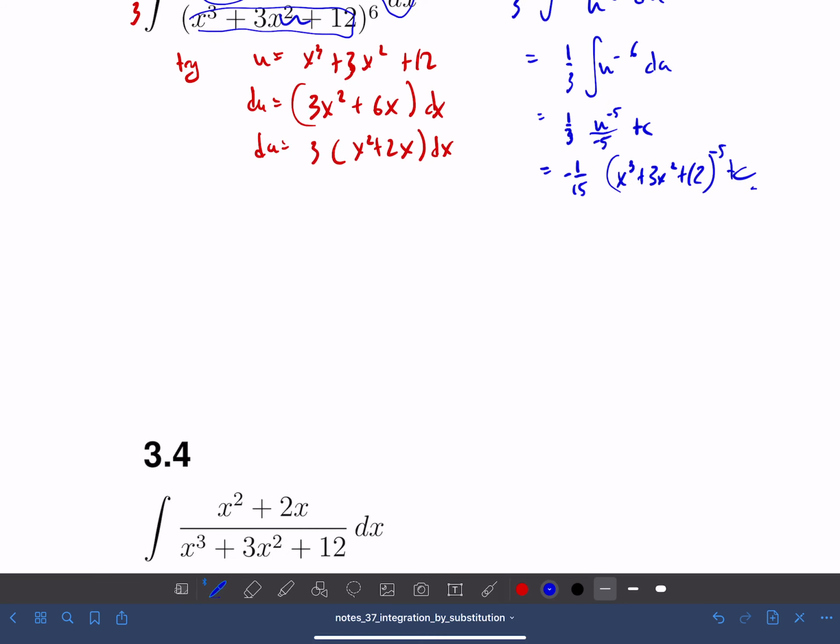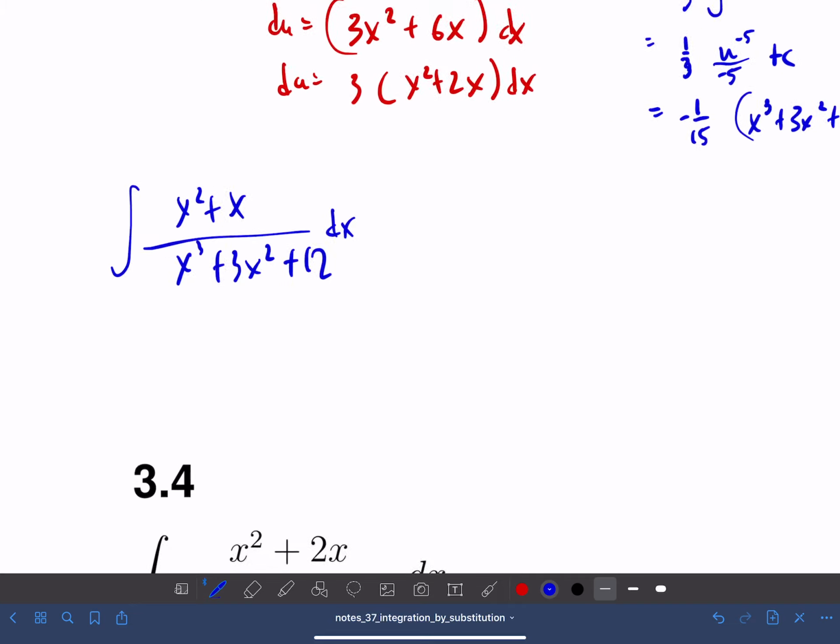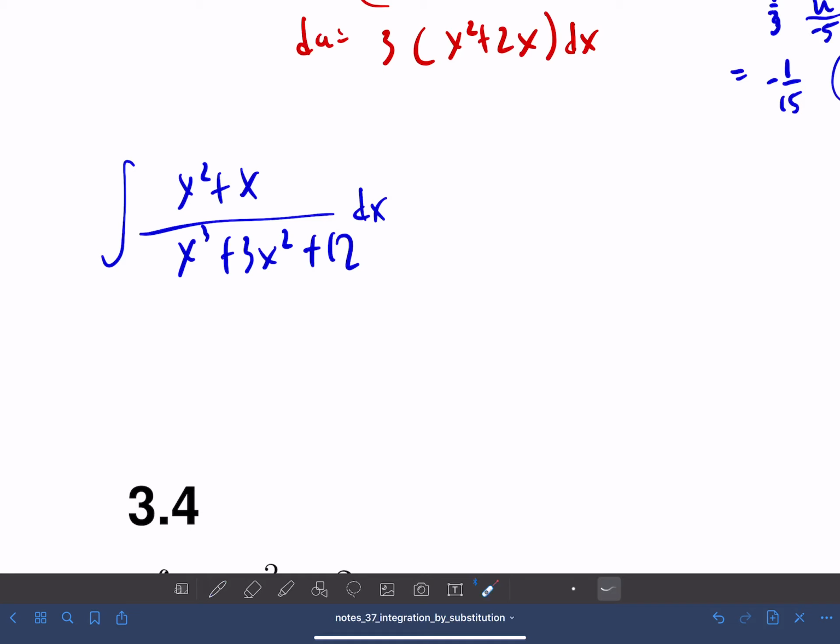I want to go on a little sidetrack here and ask, what if we had the integral of x squared plus x over x cubed plus 3x squared plus 12 dx? Looking at this at a cursory level, I've got a 3, I've got a 2. Those are off by 1 from each other. I've got a 2, I've got a 1. Those are off by 1 from each other. Great, in the right direction. I've got a 0 and nothing. All right, so things are matching up. And so then I'm going to try letting u be that.